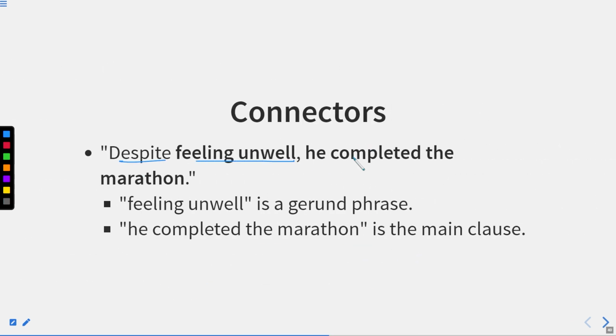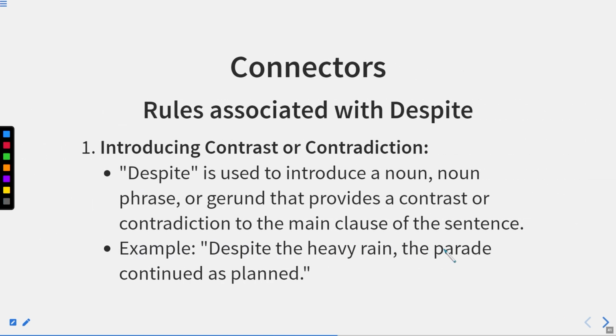Despite feeling unwell. Now here you can see despite, and after that feeling, that is a gerund. Because he was not feeling well, we cannot write the entire sentence. We can write: despite feeling unwell, he completed the marathon. Feeling unwell is a gerund phrase, whereas he completed the marathon is the main clause. Now the main clause can be the entire part, that is subject plus verb plus object, but the remaining part consists of only the thing that is describing the contradiction, only the gerund phrase or the noun phrase.